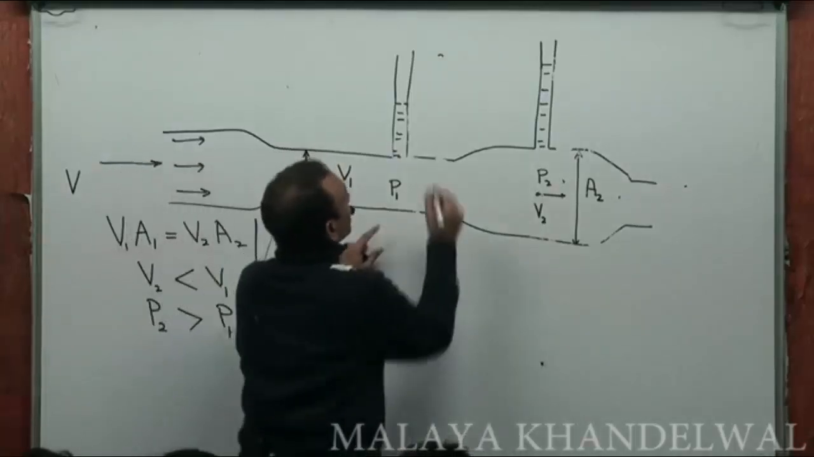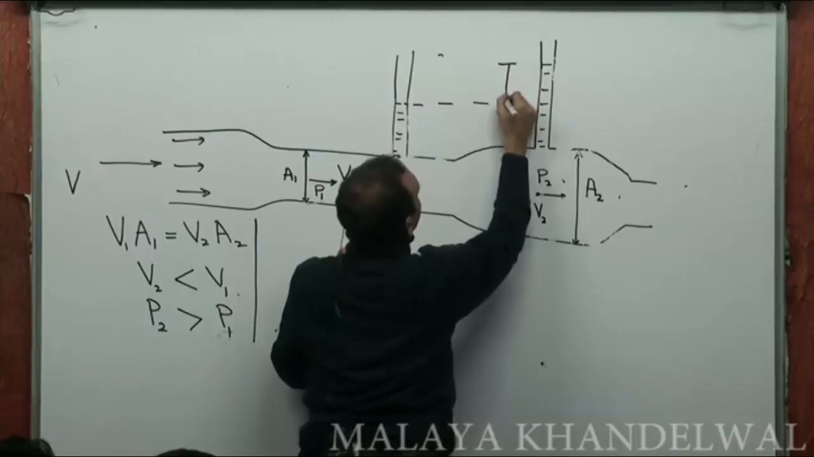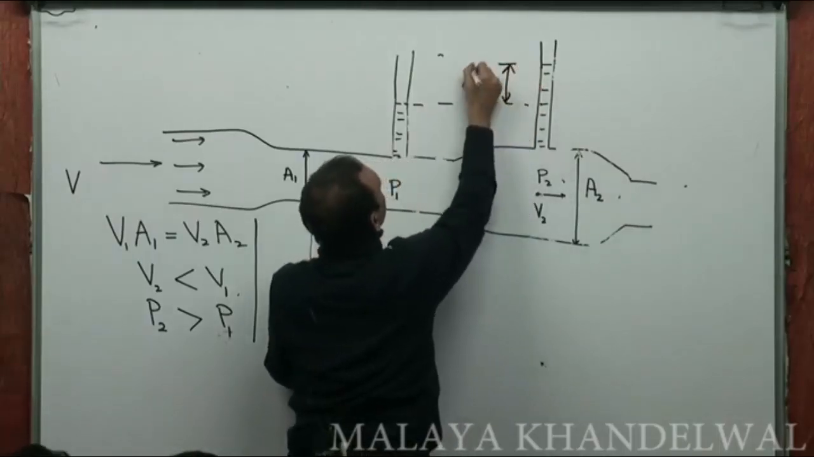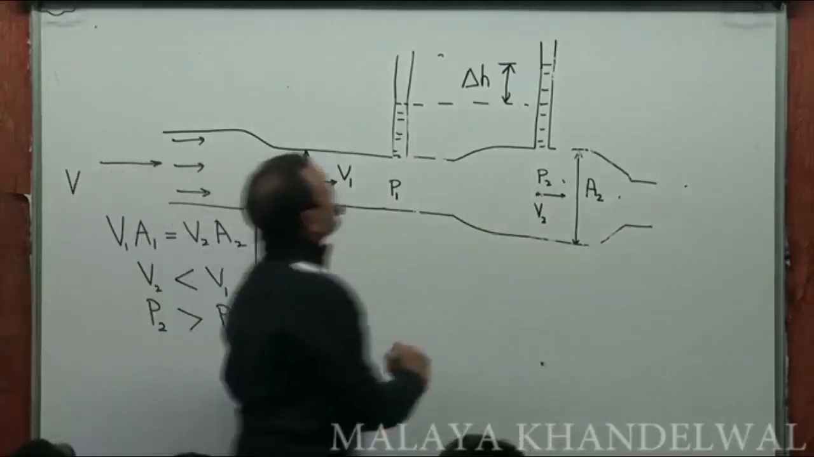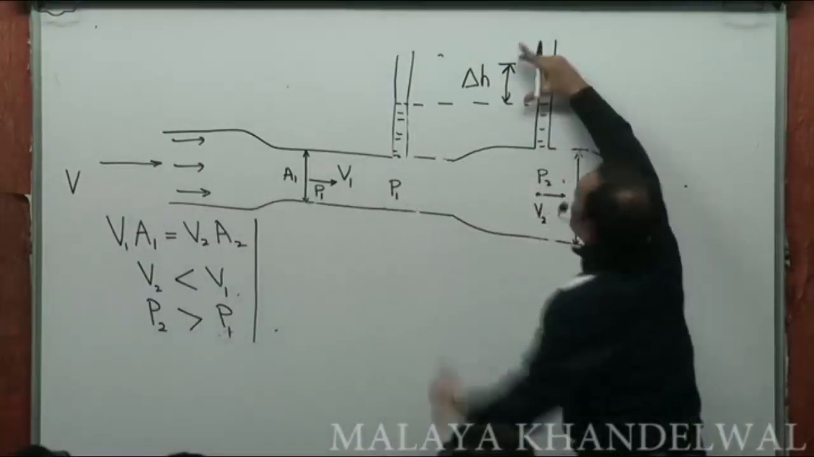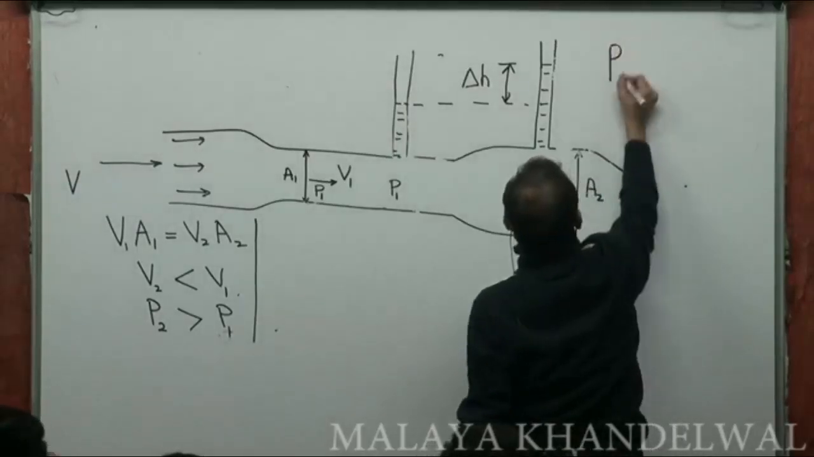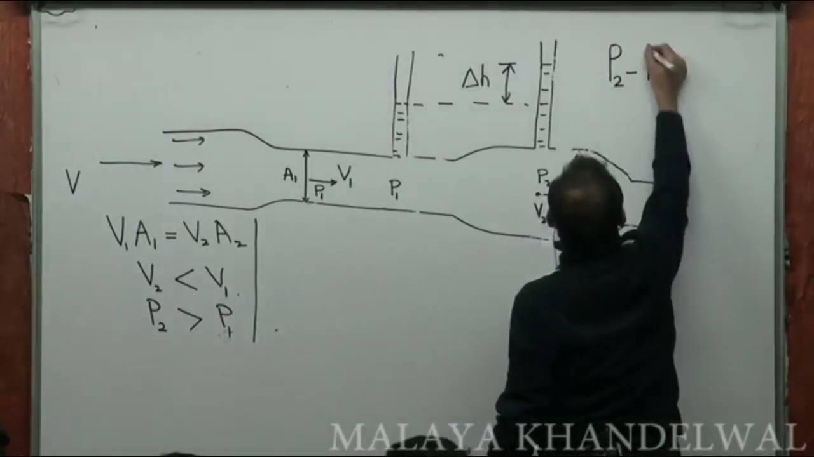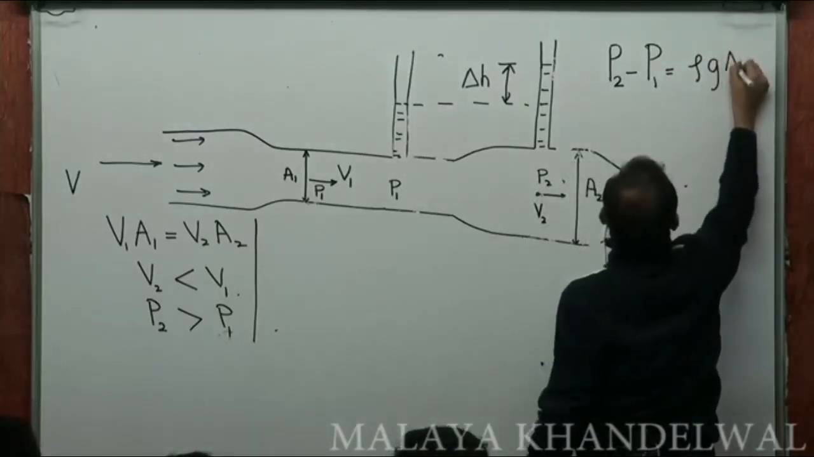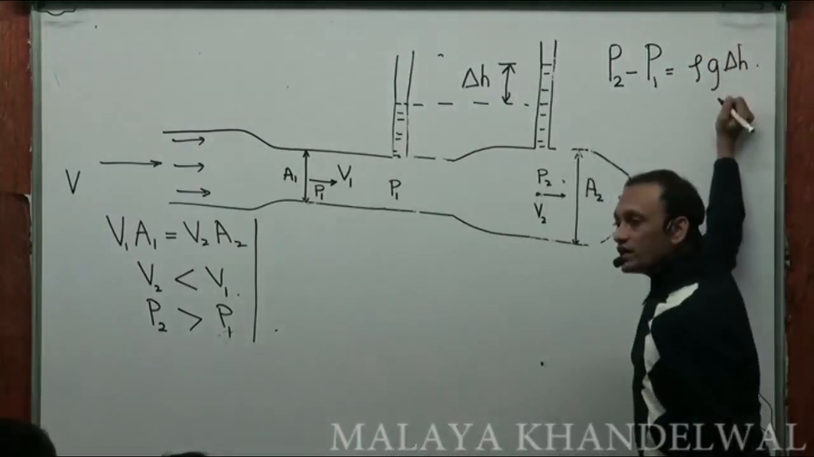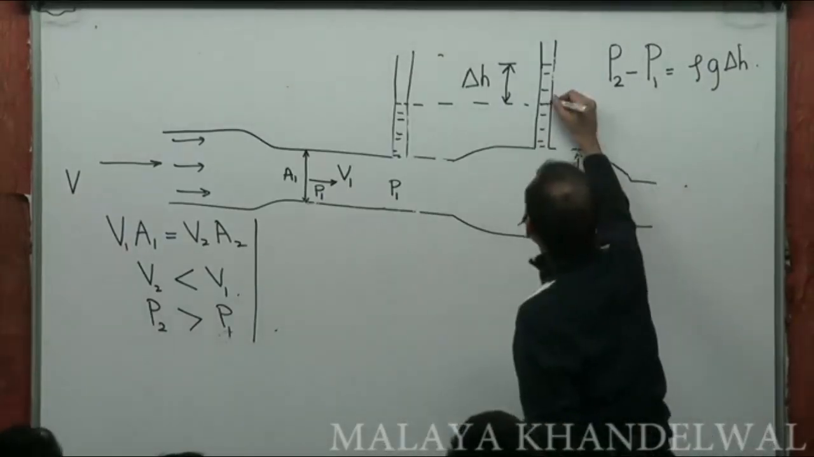Very clearly, again, if the difference in the levels observed in the two limbs is delta H, then the difference in pressures is because of this delta H. That means P2 minus P1 must be equal to rho G delta H. Rho is the density of the fluid flowing through this.